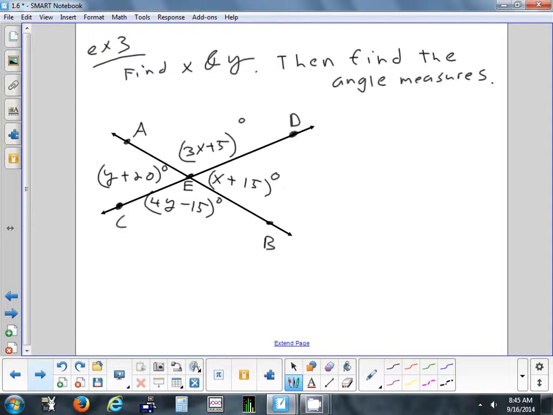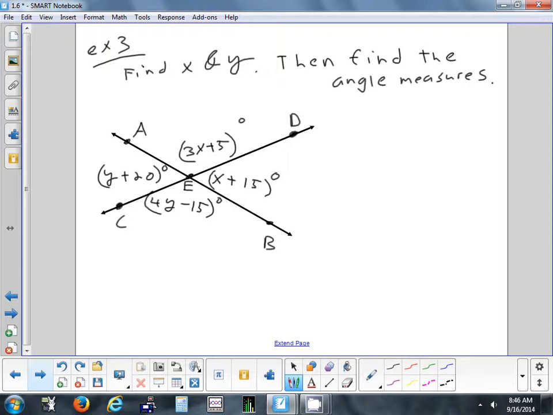Okay, so I've got a diagram here of some angles, and I want to find x and y. Now, one approach to doing this, which I don't want to do this way, would be to set up a system of equations, like you learned in Algebra 1. 2 equations. Each equation would have an x and a y in it. If you want to use vertical angles here, that's how you'd have to do it. You'd be setting up a system of equations. But we don't need to do it that way. We can do this without a system of equations.